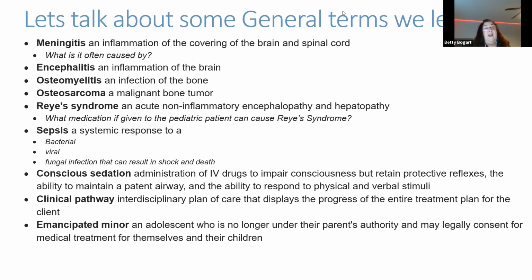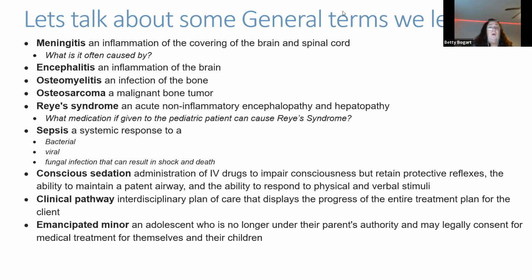Encephalitis, again, is another inflammation, but of the brain, not of the lining or the meninges like meningitis. The brain gets inflammation there. Osteomyelitis: when you see itis, remember itis is an inflammation or infection. Always remember that when you see it at the end, itis. Osteomyelitis, osteo is bone, so it's an infection of the bone. Osteo, again, bone. Sarcoma is a cancerous tumor. So osteosarcoma is a malignant bone tumor.